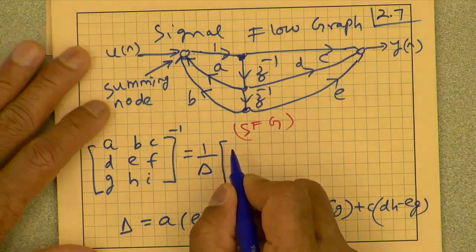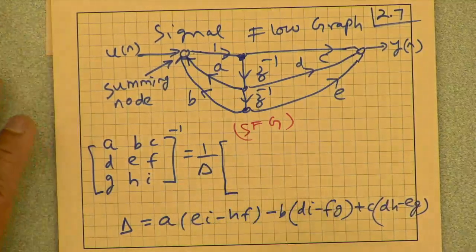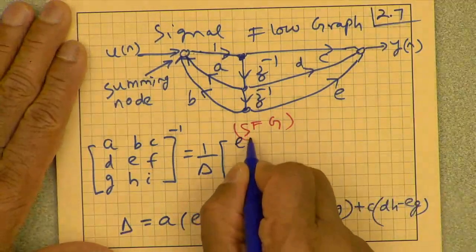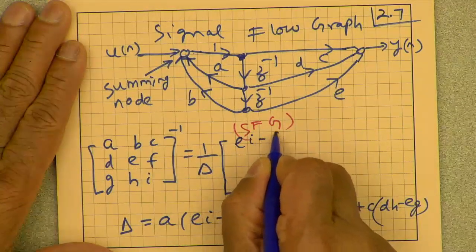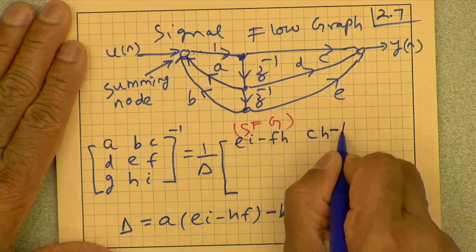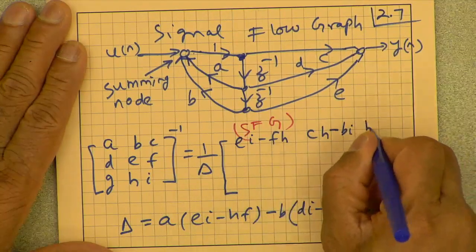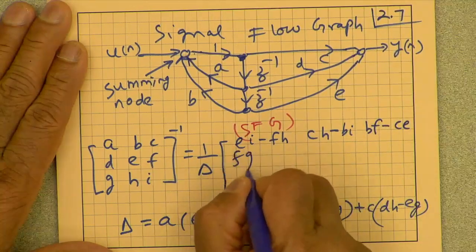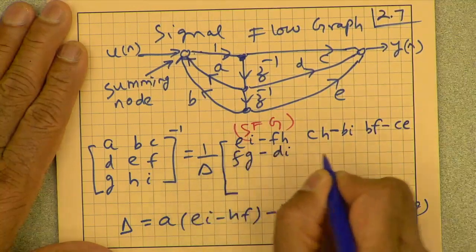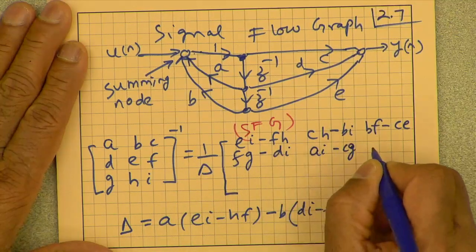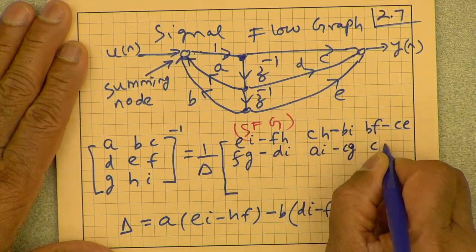And then these are going to be the adjoint transpose, and I can simply write them without going through this. So this is EI minus FH, CH minus BI, BF minus CE, FG minus DI, AI minus CG. These are the adjoints.